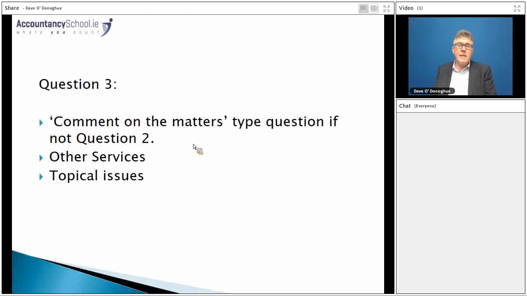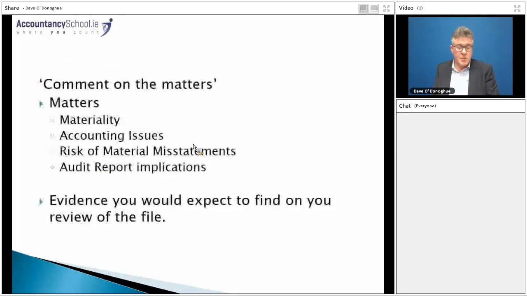The first one, question 3, can be a comment on the matters question, which I'll mention in a moment. It may be other services or assurance services. So if question 2 was not an assurance service question, it may very well come up in question 3, as in it may dominate that question. Or we may have topical issues. When they talk about topical issues in P7, really what they mean is the question will be based on recent articles in the ACCA student magazine. So you do need to keep an eye on relevant P7 articles which come up in your student magazine. It will of course be the same for all of the other option papers as well.